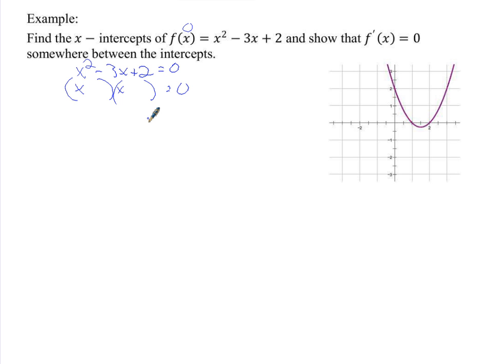What do we get? Negative 1 and negative 2. Negative 1 times negative 2 is positive 2. Negative 1 plus negative 2 is negative 3. Zero product property and solve: x equals 1, x equals 2. Okay, so now we know for sure that those two zeros are at 1 and 2. Why did we care about that?